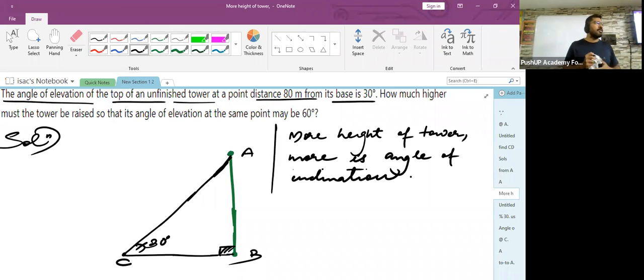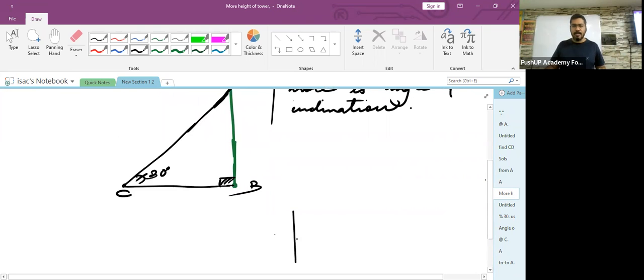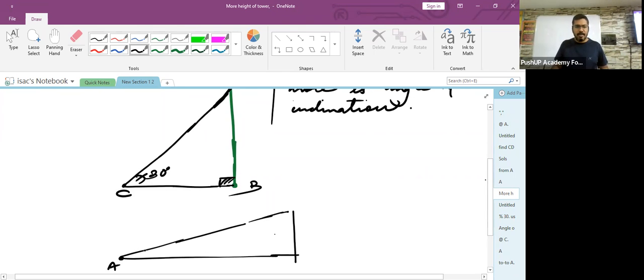All right, one more point, children. If the distance between the person and the tower or the building goes on decreasing, the angle of inclination goes on increasing. Does that make sense? Imagine, children, you just visualize it. I'm standing here. Imagine you have a building over here, and I'm standing at this point A. If I want to look at the top of the building, the angle of inclination may be like 20 degrees.